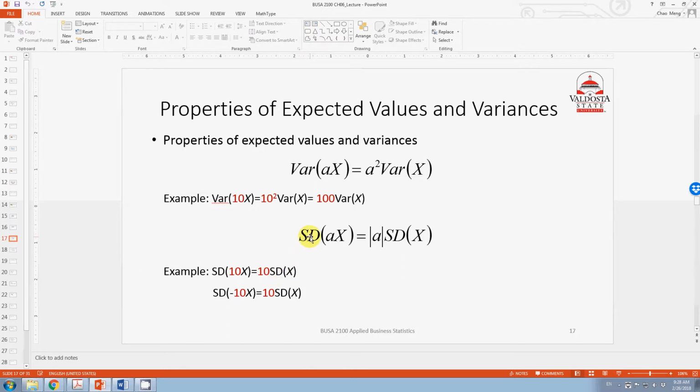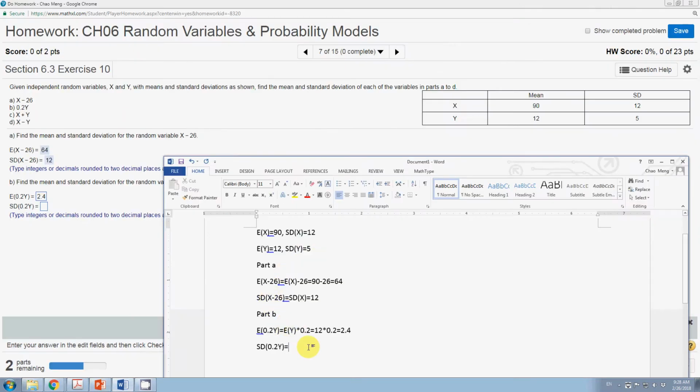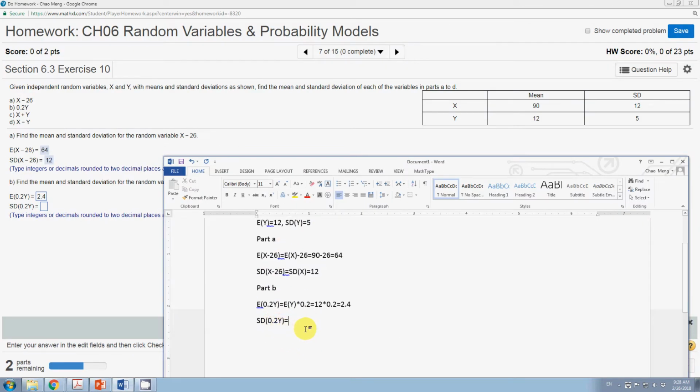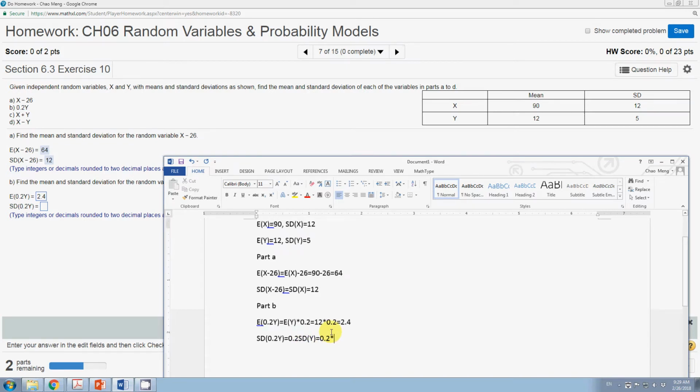So the standard deviation of a times x is equal to the absolute value of a times the standard deviation of the random variable. Let's go back. Because the 0.2 is a positive number, we just take it out and multiply by the standard deviation of the random variable. So the random variable is y. So it's equal to 0.2 times the standard deviation of y.